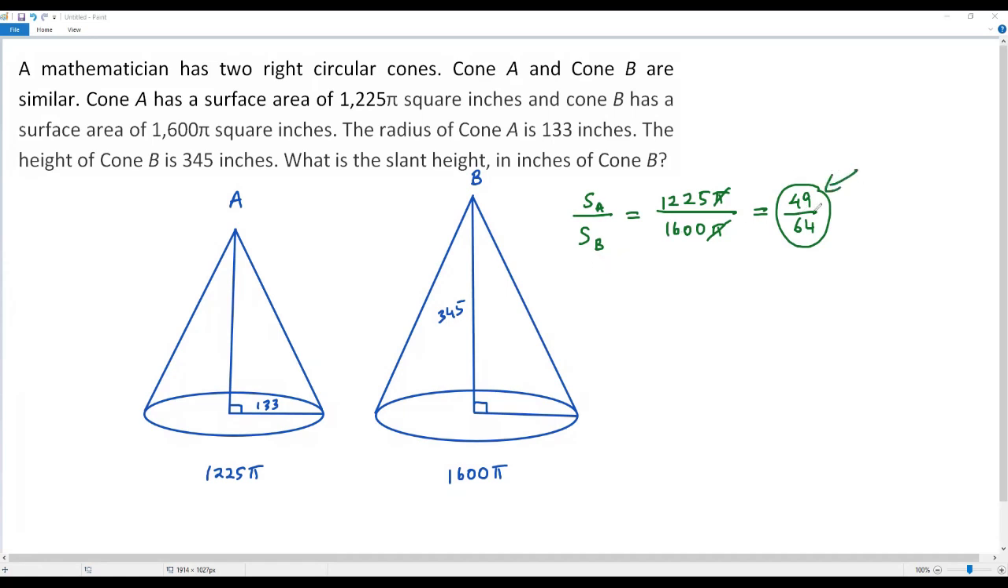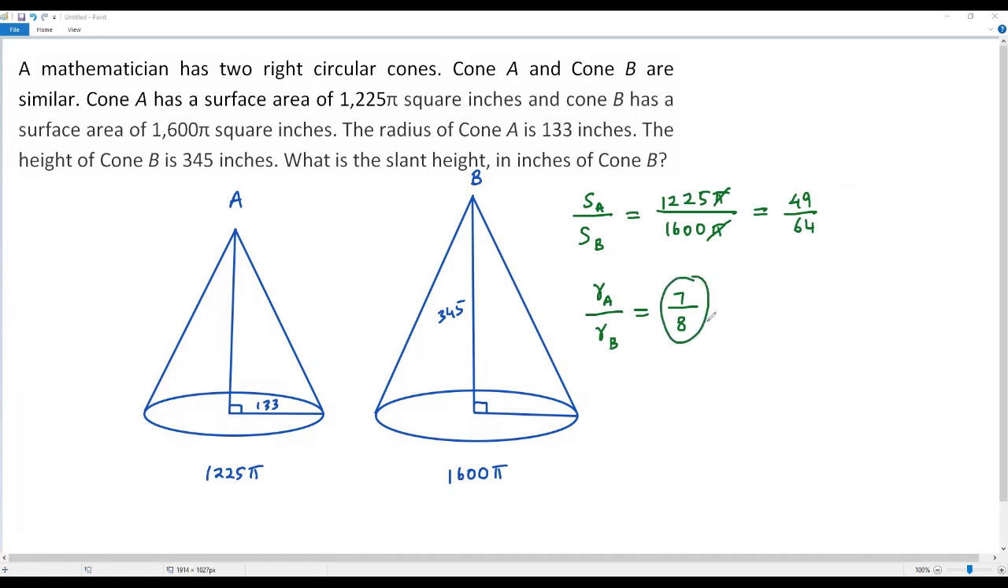From this ratio, I can get the ratio of radii of the two cones. Okay, now let me write the radius of cone A and the radius of cone B. Now to get the ratio of radii of the two cones, I have to take the square root of this number and the square root of this number. The square root of 49 is 7 and the square root of 64 is 8. Here I got the ratio of radii of the two cones.